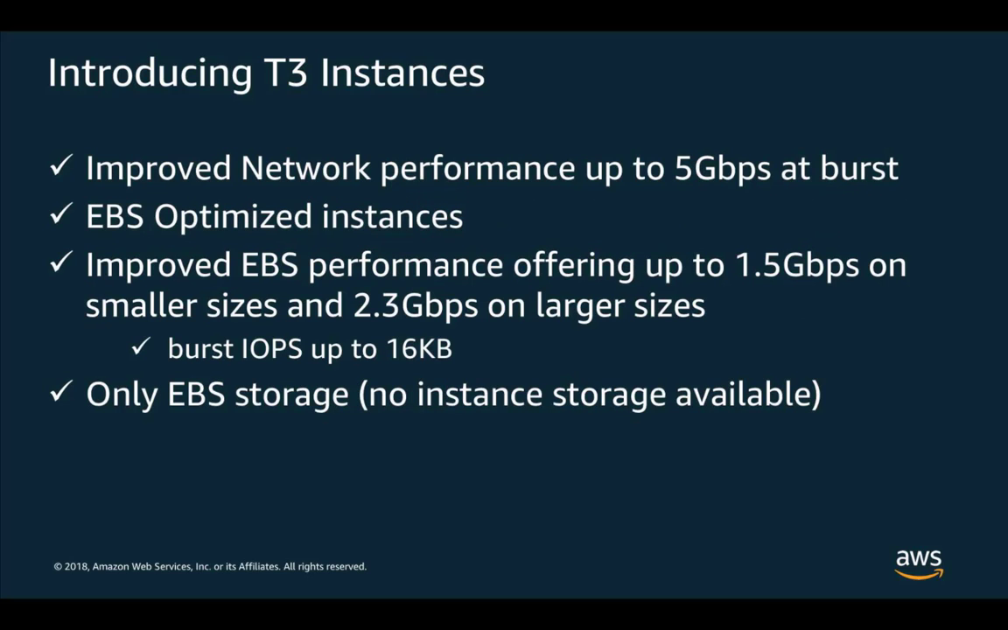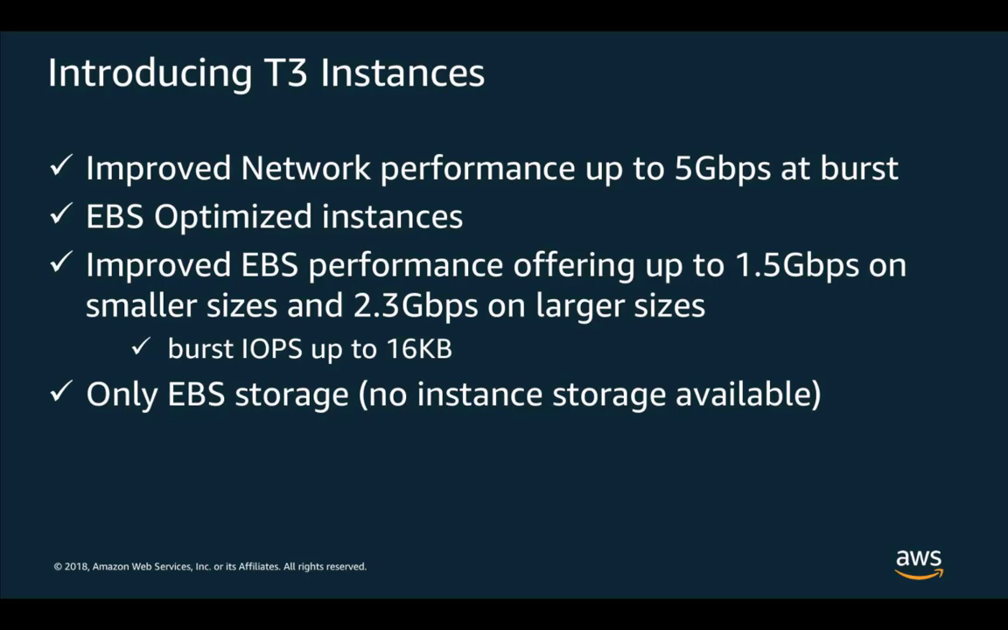So, continuing on T3's enhancements. T3 instances have improved network performance, offering up to 5 gigabits per second bandwidth at burst when launched within an EC2 placement group and enabled with the Elastic Network Adapter, or ENA-based enhanced networking. T2 has 1 gigabit per second at burst, so you see the difference that you're getting here.